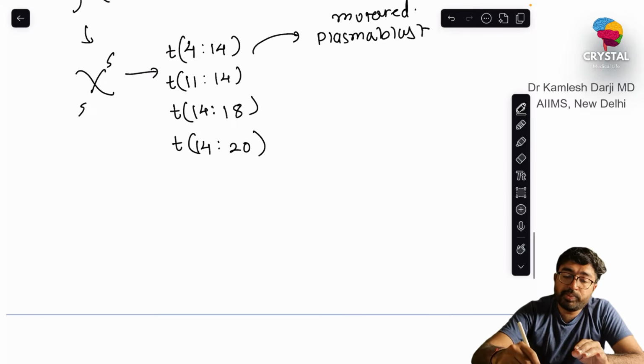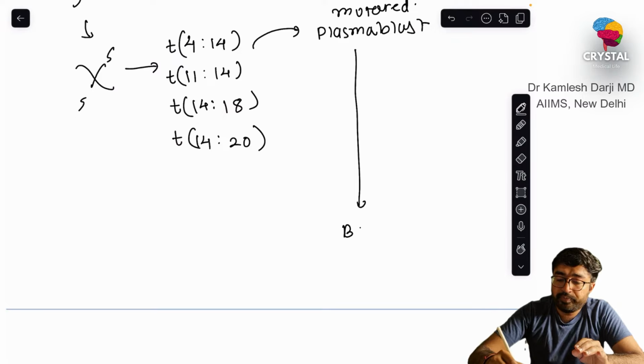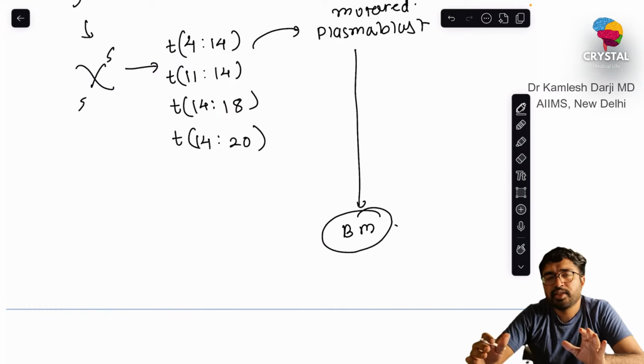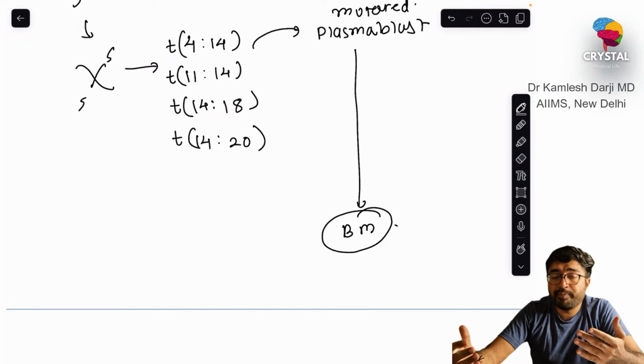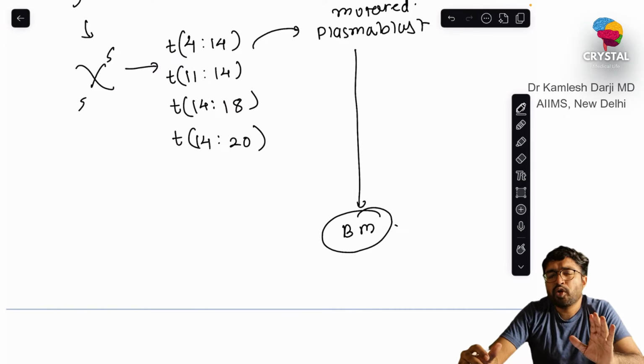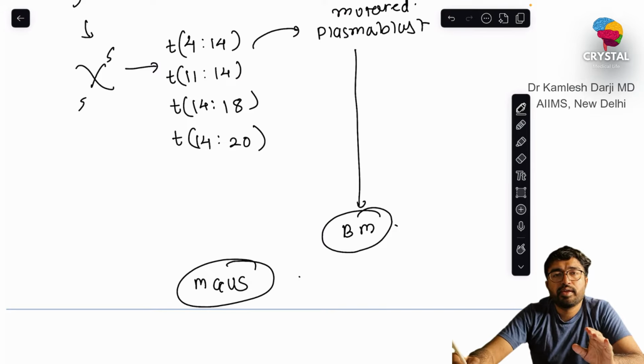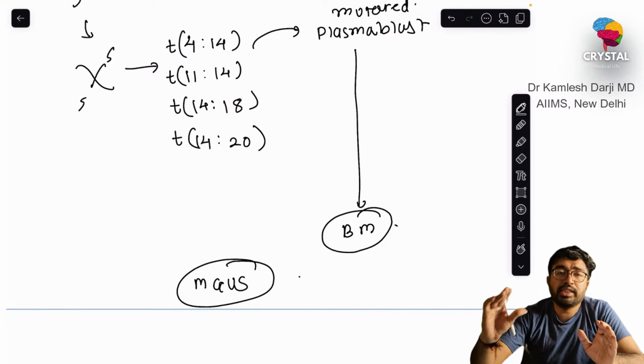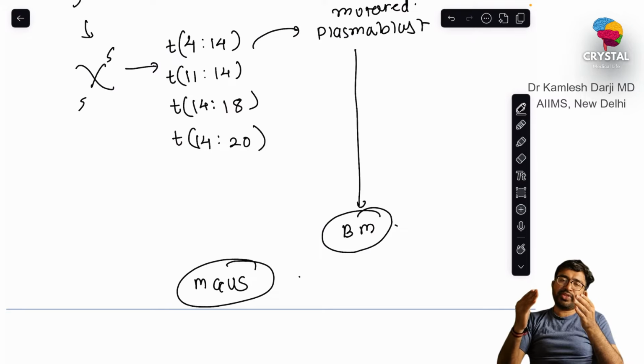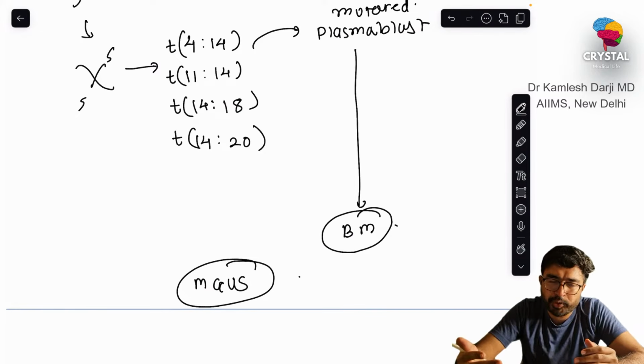This type of translocation will turn the normal plasma blast into a mutated plasma blast, and these plasma blasts now go to your bone marrow, and they will reside there silently. They will produce immunoglobulins and proteins, and this will cause MGUS, monoclonal gammopathy of undetermined significance. This is one condition. Here, you will not see any symptoms and not see any myeloma defining events. You will just see the M protein, which is less than 3 gram per deciliter.